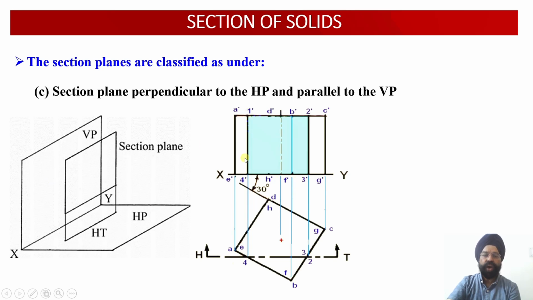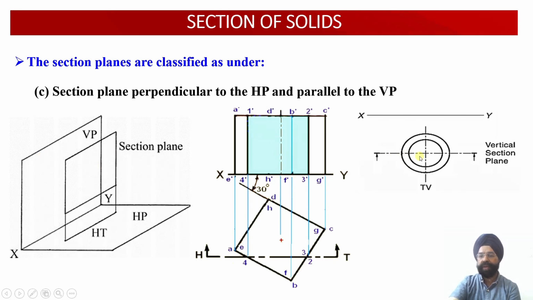So just see, on the vertical plane in the cut view, whatever projections will be obtained, these projections will be called the true shape of the cut section. So this is one example of your cutting plane which is parallel to the vertical plane.